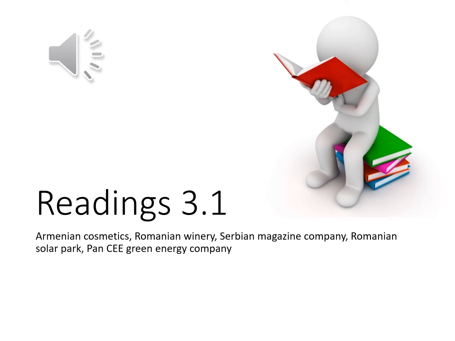We now consider our exercise, which consists of the readings of several real live teasers which have been prepared in the past. What we're going to do is apply some of our knowledge and analyze these 5 different teasers and assess their strengths and weaknesses. By way of introduction, we have an Armenian cosmetics company, a Romanian winery, a Serbian magazine company, a Romanian solar park, and a Central European-wide green energy company.